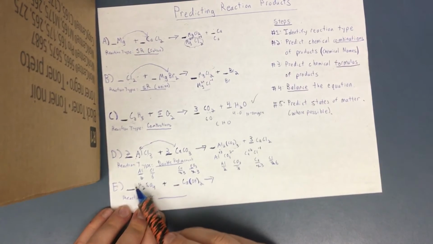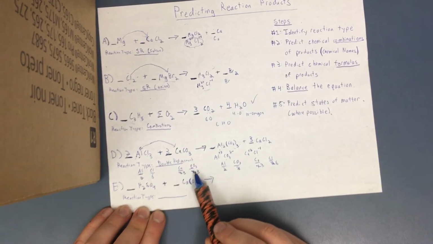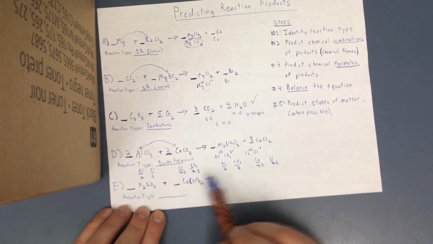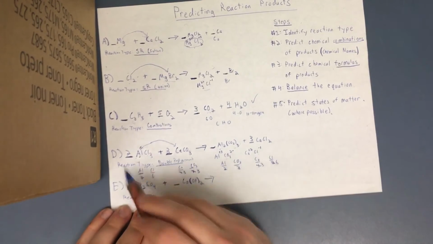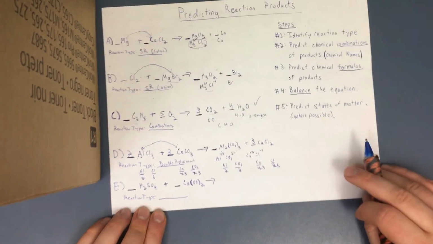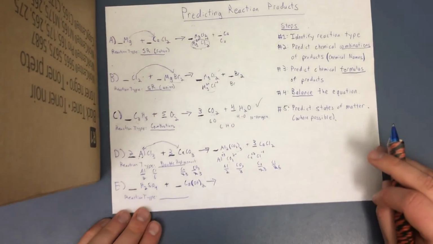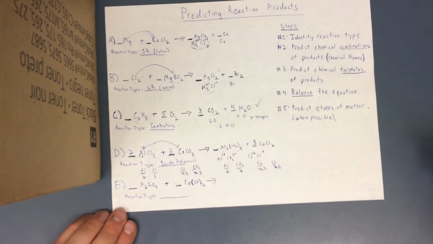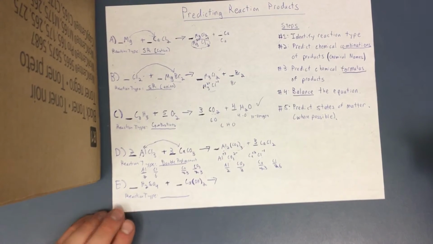So we check again. We have 2 aluminums, 3 carbonates, 6 chlorines, 3 calciums. We're done. So this is our balanced overall equation. Our last step here is we'll take a look at this type of reaction because it's our last new type.